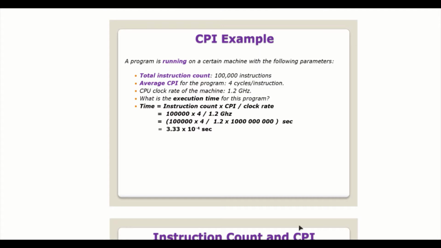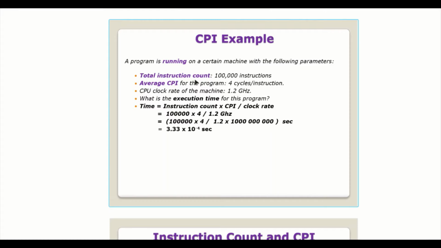Can you see this exercise? We already discussed this exercise in the class. The total number of instructions is given and the CPI is given. Can you see? Average CPI for the whole program. For the entire program, this is the CPI: 4 cycles per instruction. And then the clock rate of that machine is also given. Now the question is to calculate the CPU execution time. We now know the formula: instruction count multiplied by the CPI for the whole program divided by the clock rate. So you will get the execution time in seconds.